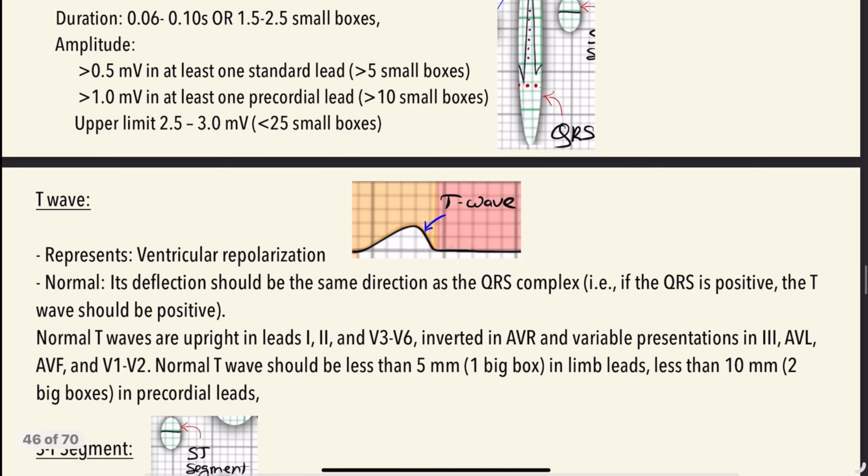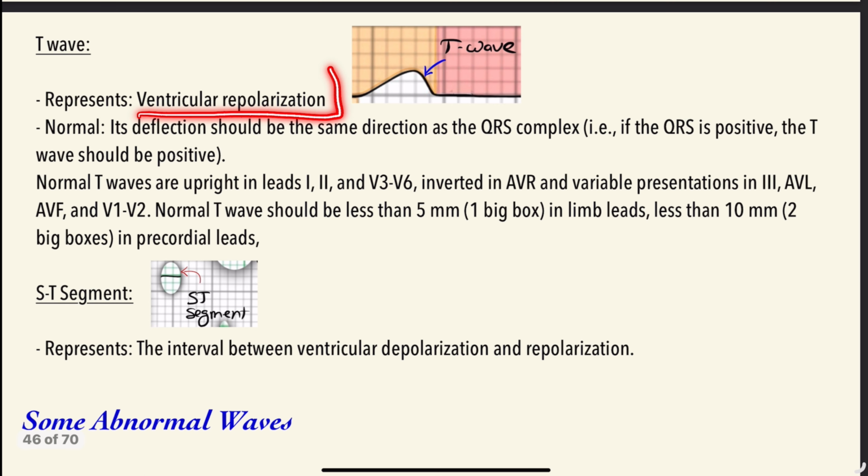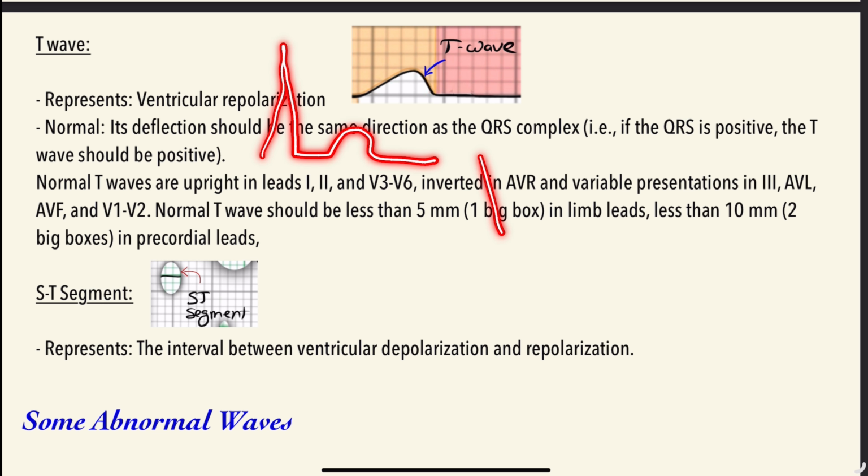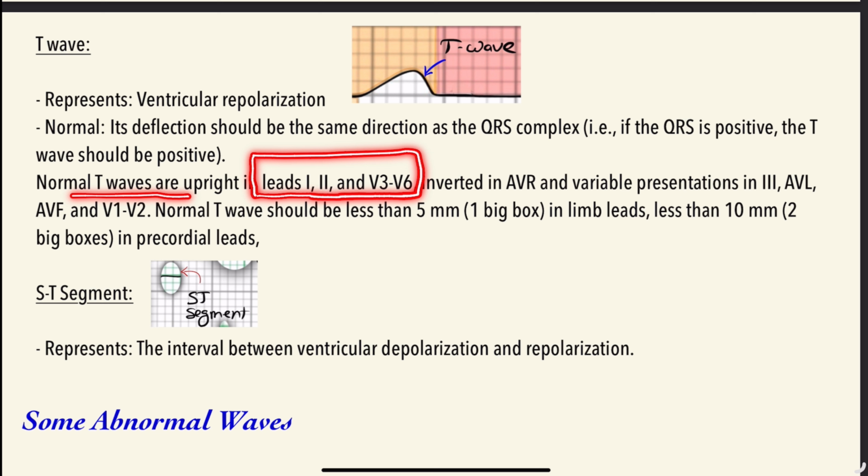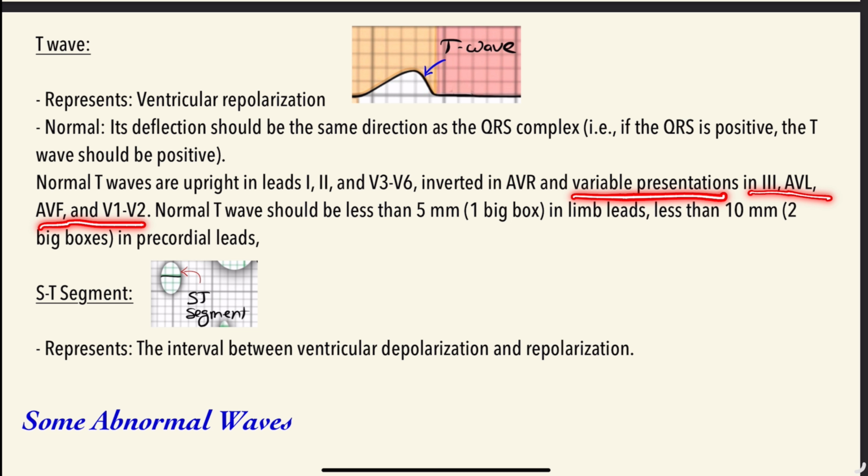Moving on to the T wave, which reflects ventricular repolarization. The T wave's deflection should align with the direction of the QRS complex. For example, if the QRS complex is positive, the T wave should also be positive. Normal T waves are upright in leads 1, 2 and V3 to V6, inverted in lead aVR, and variable in leads 3, aVL, aVF and V1, V2.